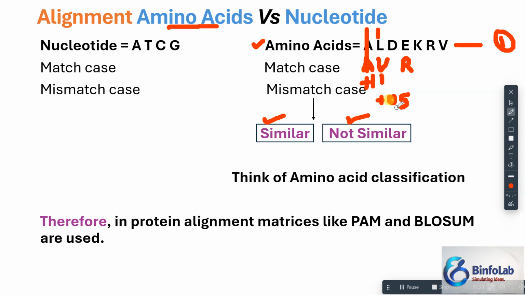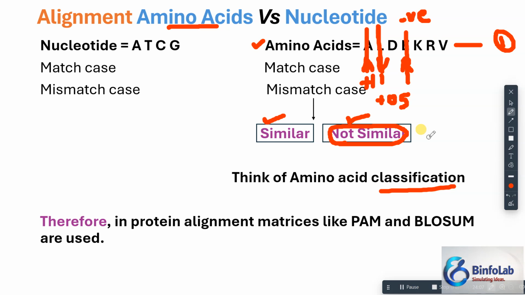I want to write 0.5, because this is not a match but it is not completely a mismatch. They belong to the same classification or the same group of amino acid, both are hydrophobic. But if it is, let's say, E into R, the program will give you a high negative score because it is a mismatch case, not similar. So I hope you got my point that amino acid alignment is more complicated for the program.